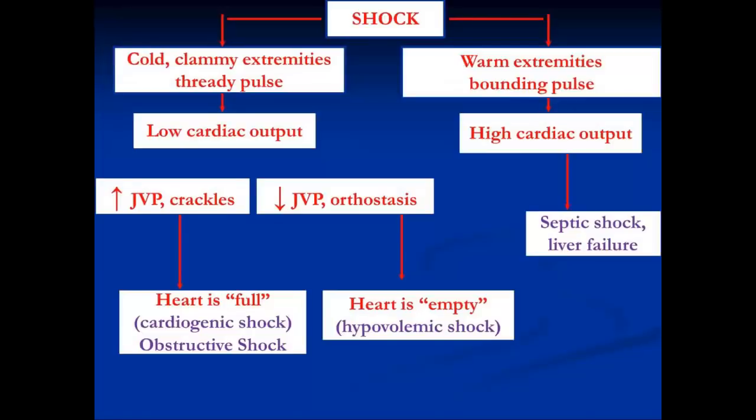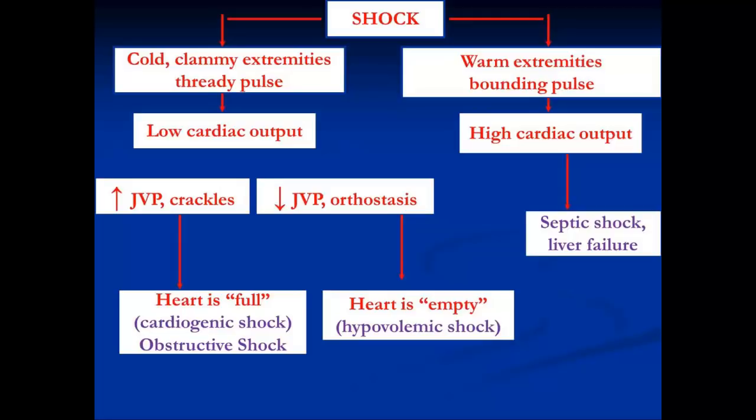I'd like for you to look at this and maybe try to define or differentiate different types of shock in a simple way. So you have the cold, clammy, and you have the warm extremities kind of shock, and that can be easy at the bedside to differentiate. If you go on this route of the warm extremities, bounding pulse, this is basically the distributive or vasodilatory shock.